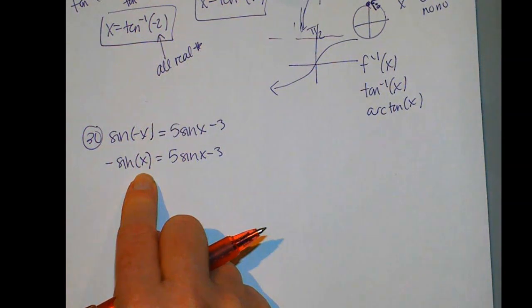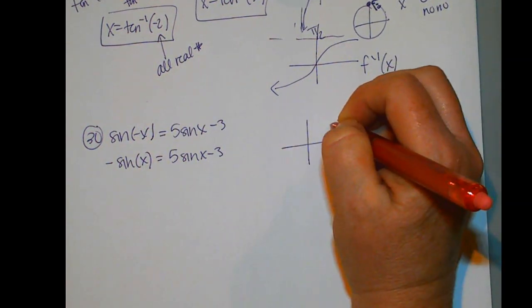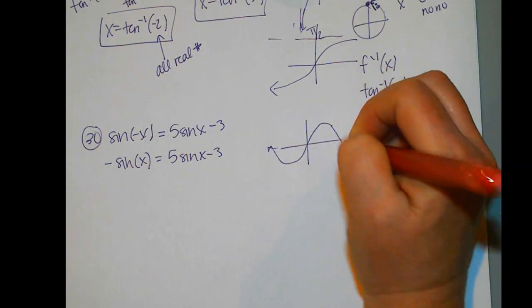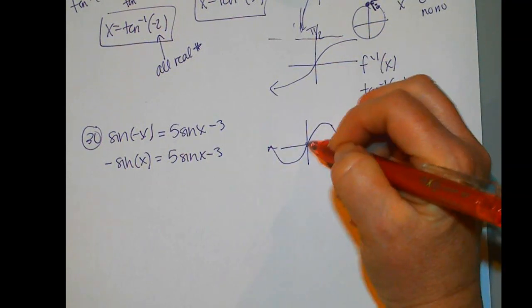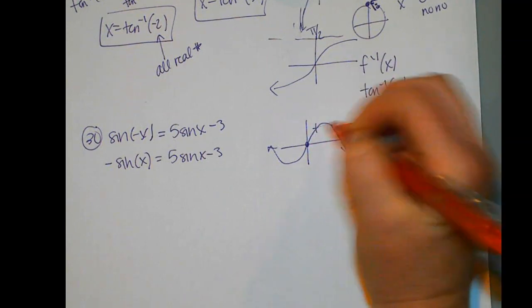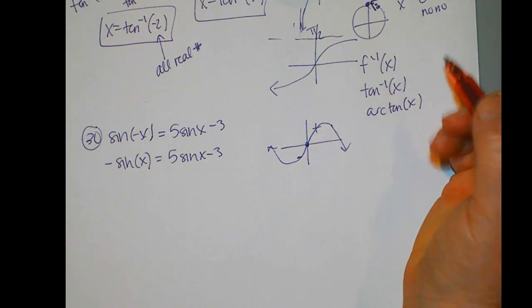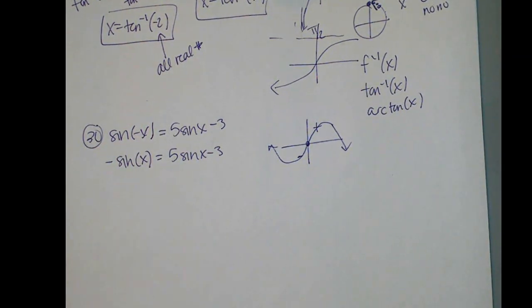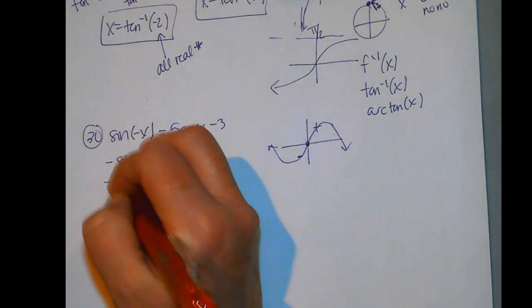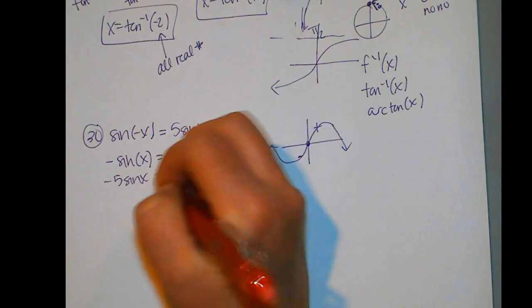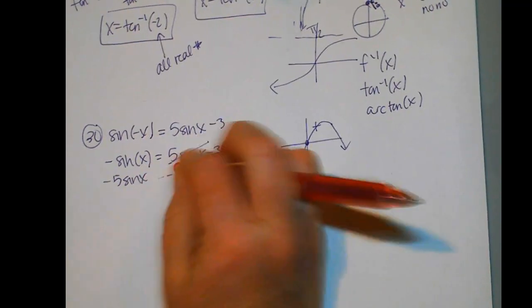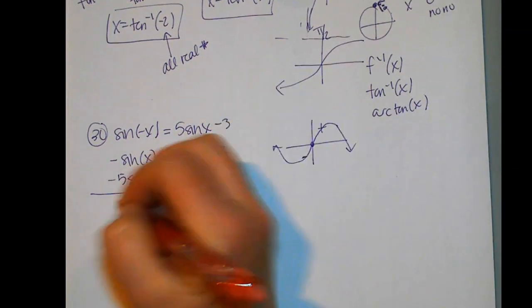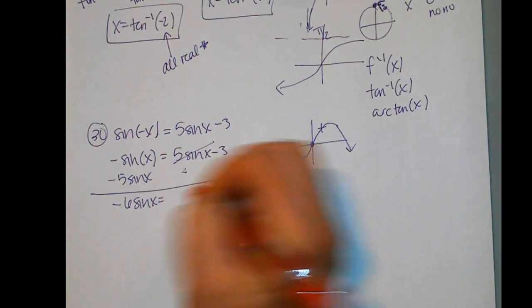Because it's odd, because it does this, again with the picture, sine does this, where if you folded it and folded it again, it has symmetry to the origin. Positive values over here equal to the negative value over here. So if this is positive, it's equal to the negative at the same value. Okay, so it's an identity. Now we have negative 6. If you move the 5 over, oops, that won't work. Hold on. There we go. Negative 6 sine of x equals negative 3.